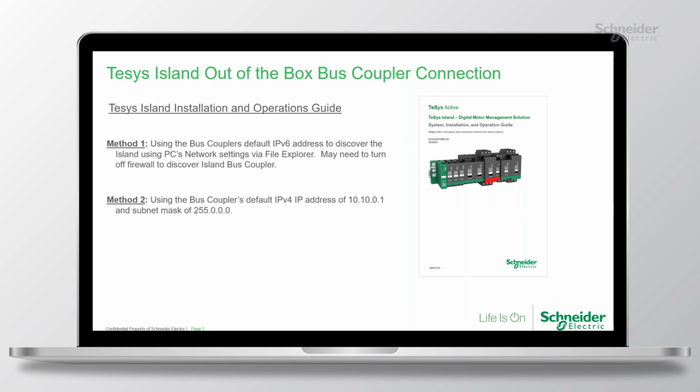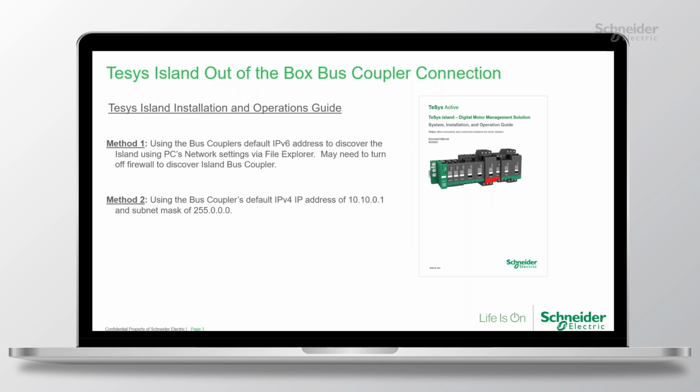In this video, I will demonstrate how to connect to an out-of-the-box TeSys Island bus coupler. There are two method options for connecting to an out-of-the-box TeSys Island bus coupler. Both are described in the TeSys Island System Installation and Operations Guide manual. The first method is using the default IPv6 address. The second method is using the bus coupler's default IPv4 address. We'll cover both methods in this video.